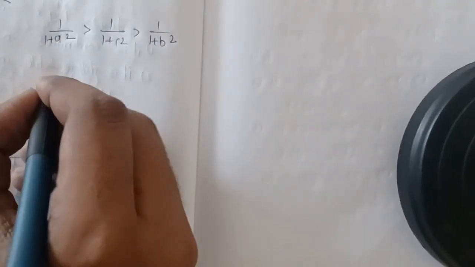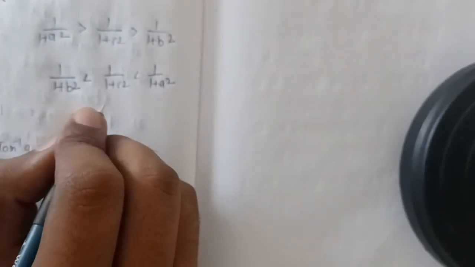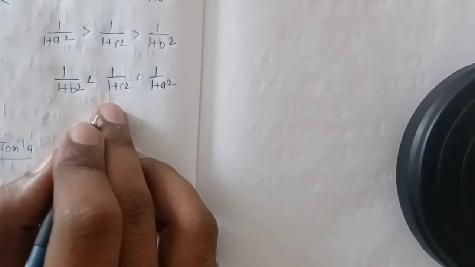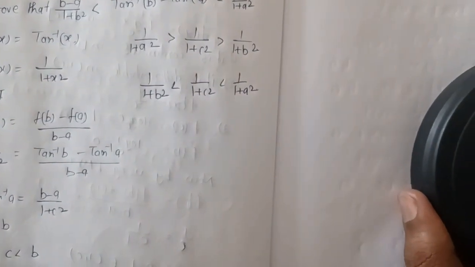And now we interchange both of these according to the problem, what we require. Then the signs will also change. 1 by 1 plus c square is less than 1 by 1 plus a square. Now, 1 by 1 plus c square, we already know the value of, by using the LMVT we proved: tan inverse b minus tan inverse a by b minus a. Then we have to substitute it in the equation.